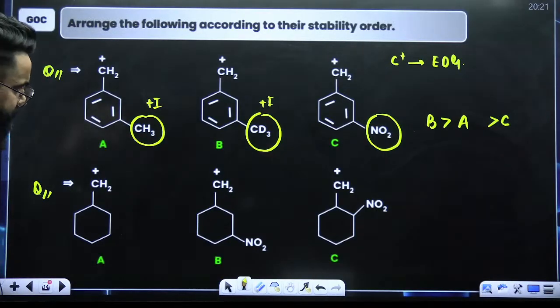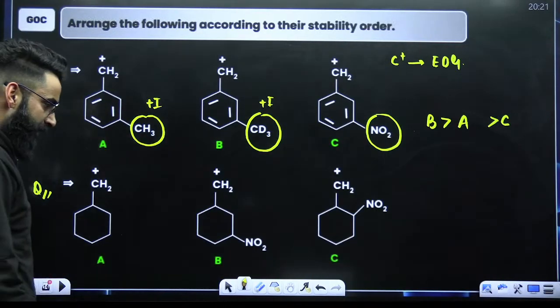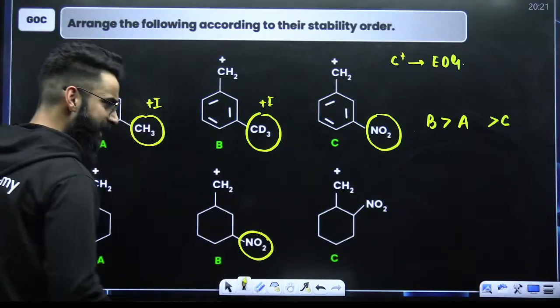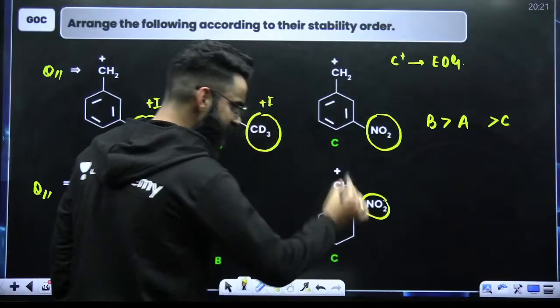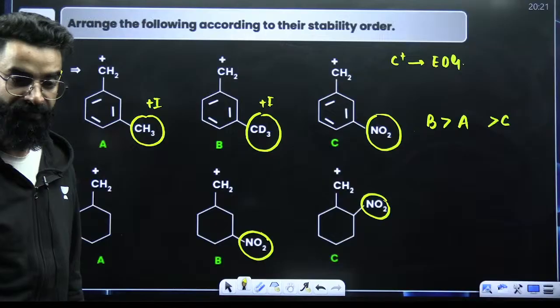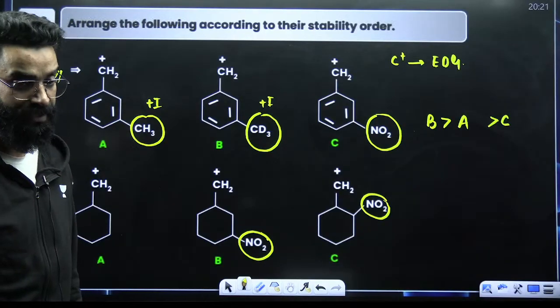Look at the next one, guys. If you look here, these are again the carbocations. Nitro group attached. Here also the nitro group is attached. Perfect. Nitro is an electron withdrawing group.